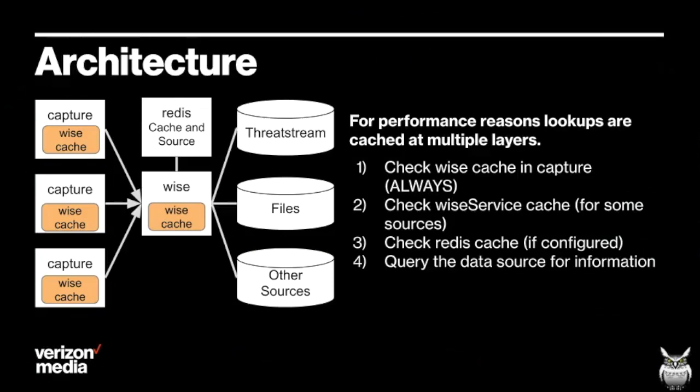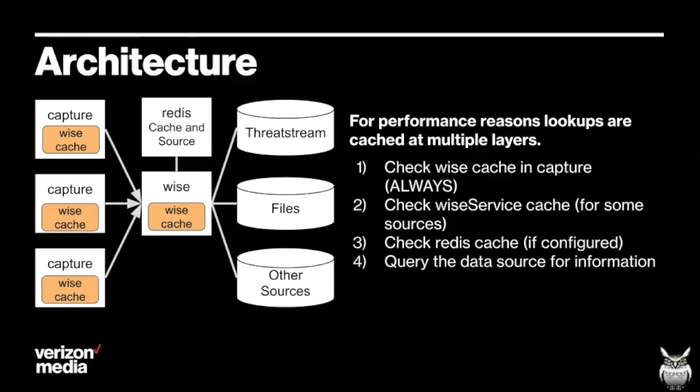So it's a 3-tier architecture with WISE. You have your capture servers that are running out there, and they all have the WISE plugin running. And there's a little WISE cache in there too that's caching the data for 5 minutes by default, so that it doesn't even have to go to the WISE server constantly for particular IPs as the packets and sessions go by. If there isn't a match in the local cache, it will go off to the WISE server itself.